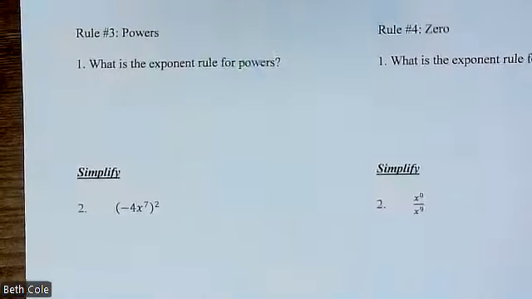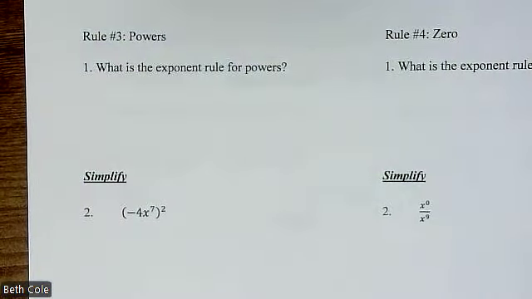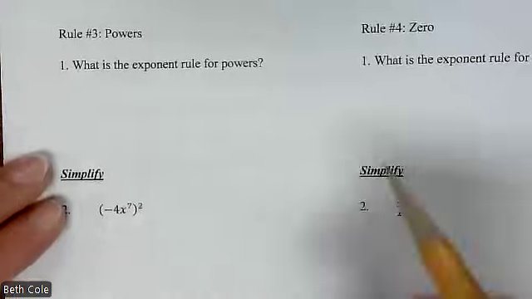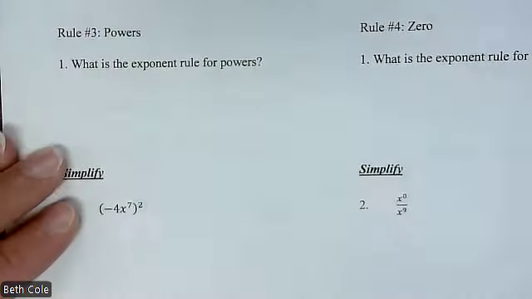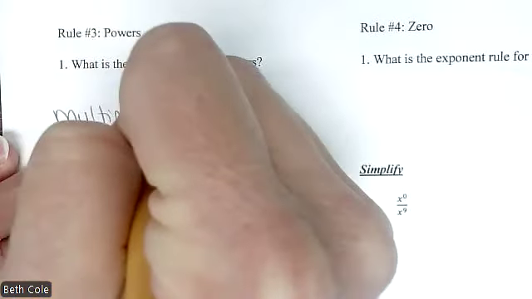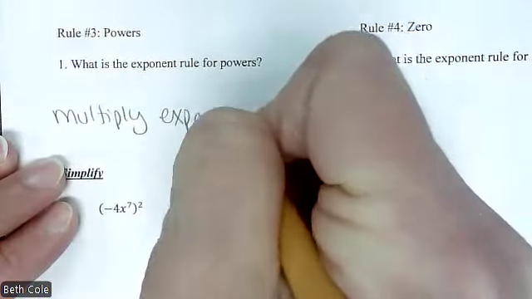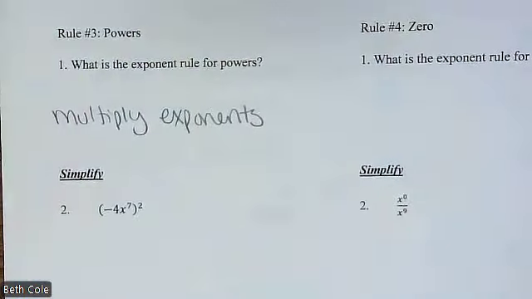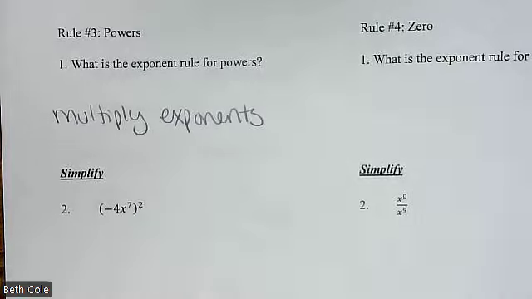All right, we'll do one more rule and then we'll do our break. So what is your rule for powers then? What do you do with the exponents? You multiply them. So when we multiply, we add our exponents. When we divide, we subtract our exponents. When you have a power to another power, you multiply them.